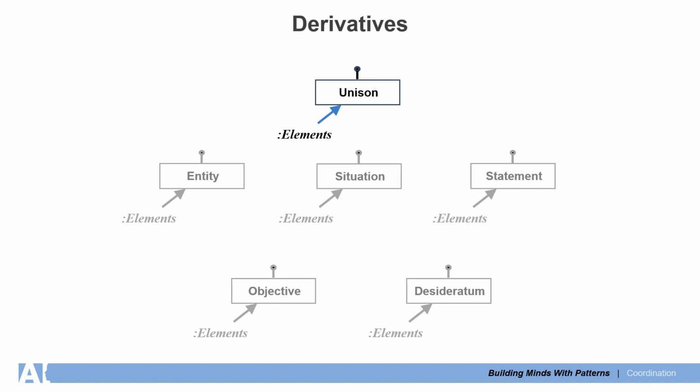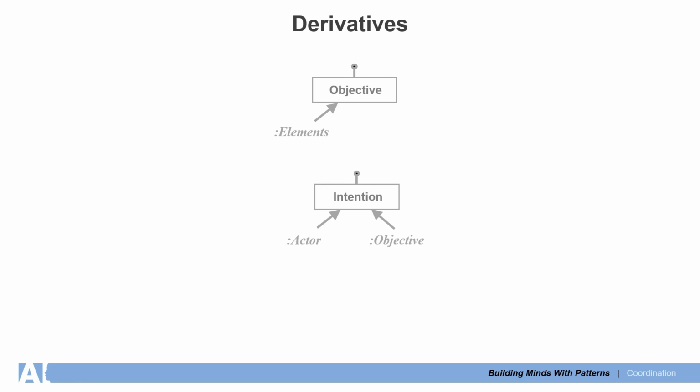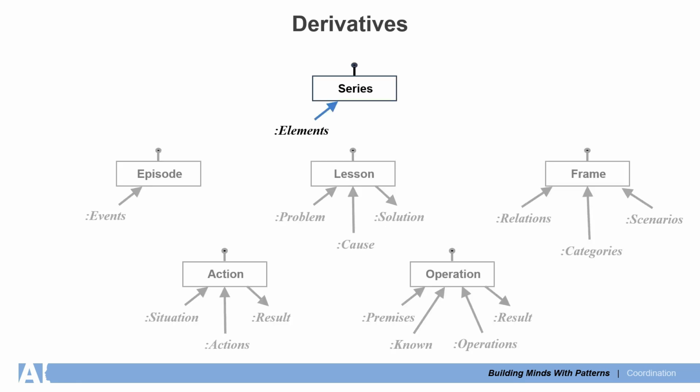Entities are cross-modal assemblies that specialize unison. Situations are assemblies in the causal physical realm. Objectives are assemblies that are desired in the causal physical realm. Desiderata are assemblies in the logical realm. Statements are assemblies in the logical realm. Intentions indicate that a particular actor has a particular objective. An episode is a series of events.